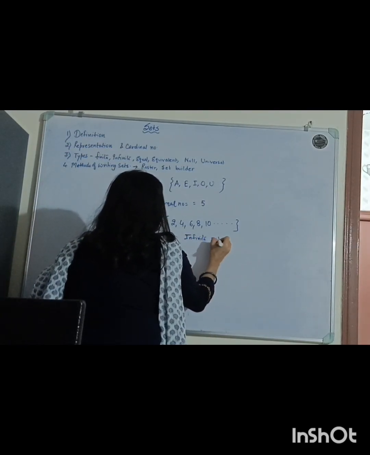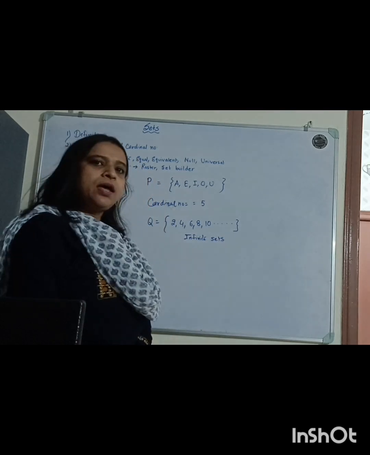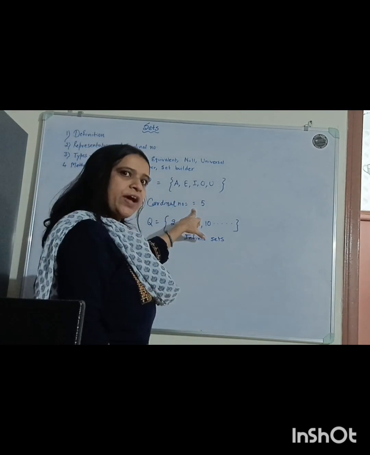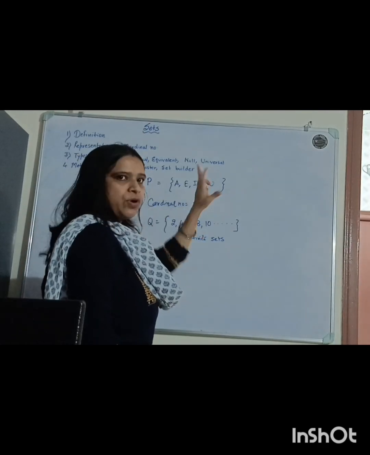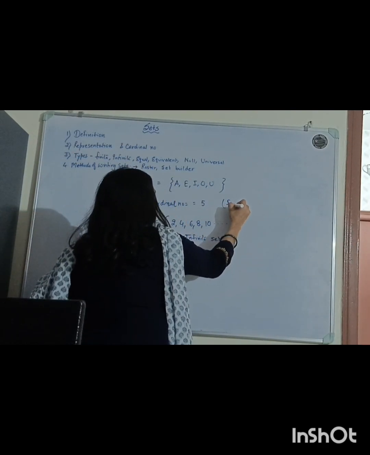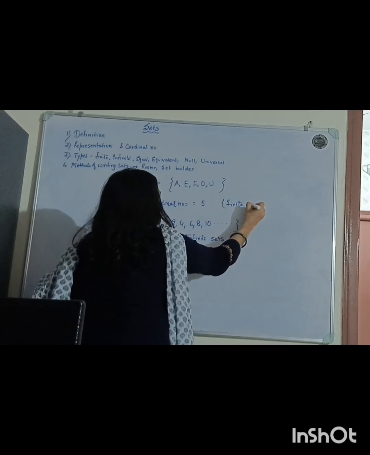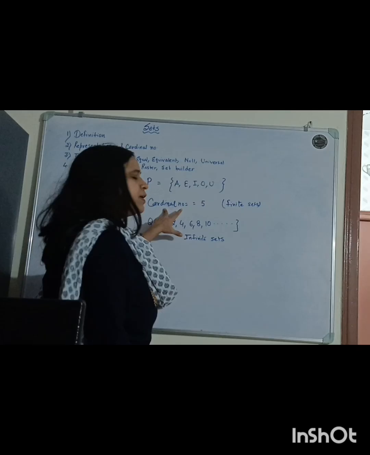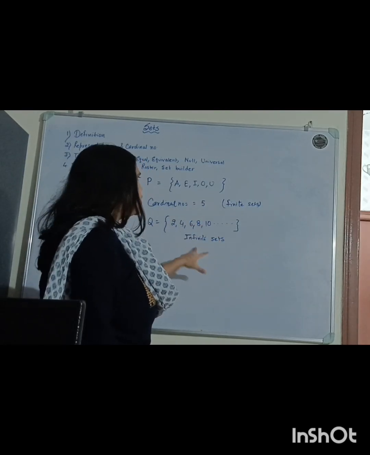Again, if you can count the numbers, like in this case, you can tell the cardinal number is 5. They have an end. 5 elements are there. So they are finite. We will call them finite sets. So we have learned the cardinal number, and two types of sets: finite sets and infinite sets.